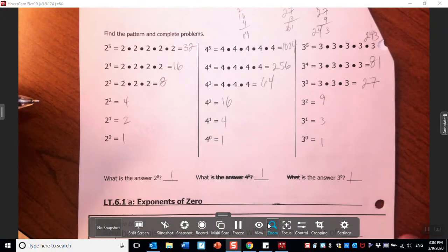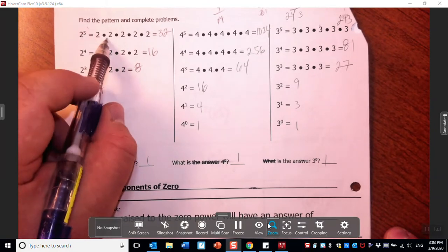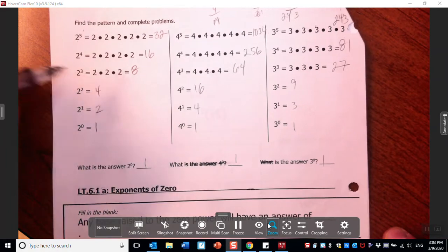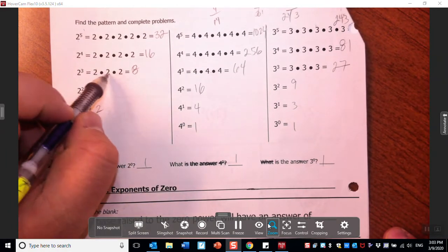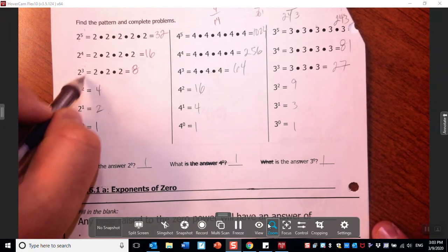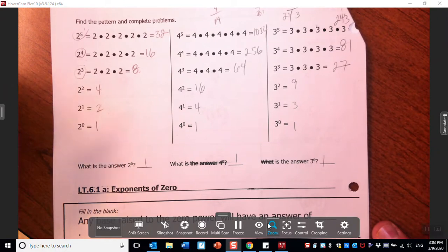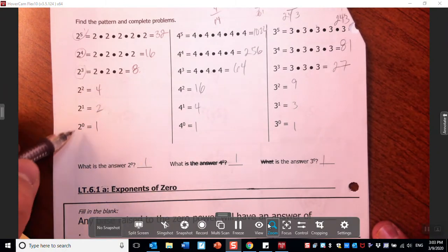So we're learning how to expand these exponents. If you take 2 to the 5th and expand it, it's 2 times 2 times 2 times 2 times 2, and you get 32. 2 to the 4th, you get 16. 2 to the 3rd, you get 8. You can put this in Desmos, and it'll give you this answer. 2 to the 2nd is just 2 times 2, that gives you 4.